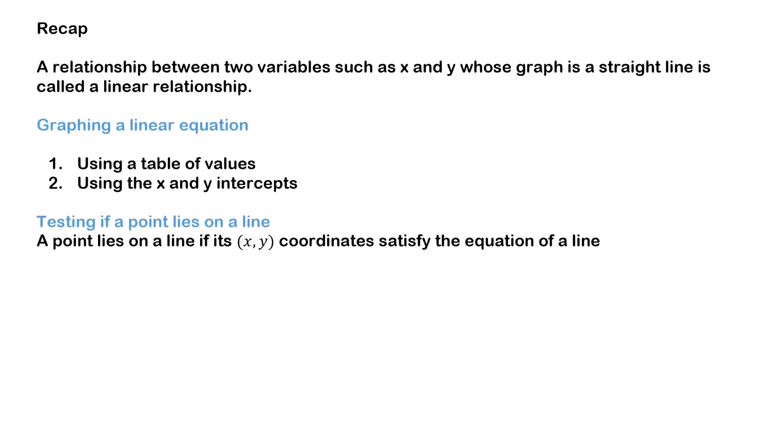To end this video, we'll do a quick recap. Remember, a relationship between two variables such as x and y whose graph is a straight line is called a linear relationship. When we want to graph a linear equation, there's two methods. You can use a table of values, or you can use the x and y intercepts. Whichever method you prefer, you can use. It is a good idea to know both in case the question is very specific and has you do one, not the other. Testing if a point lies on the line means you substitute in your x and y coordinates to test if it satisfies the equation, whereas you have both sides of the equal sign equal the same thing. Example, 4 equals 4.